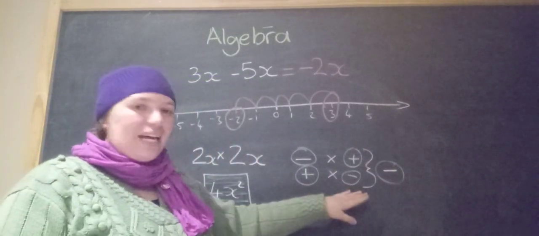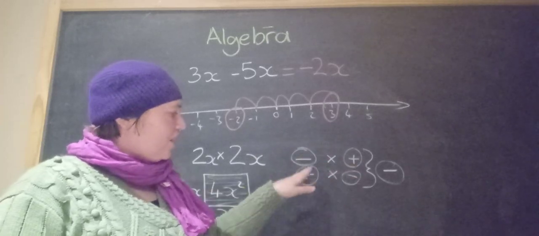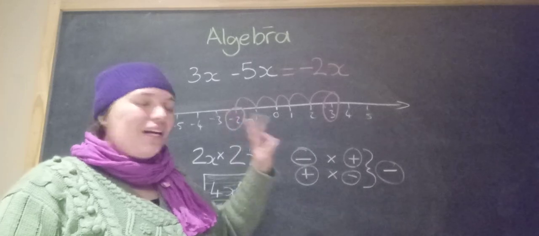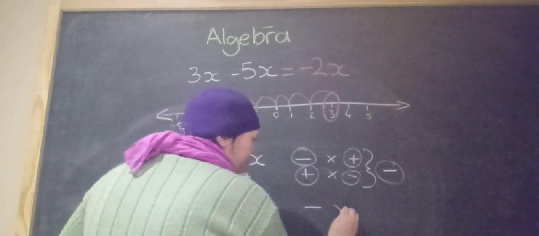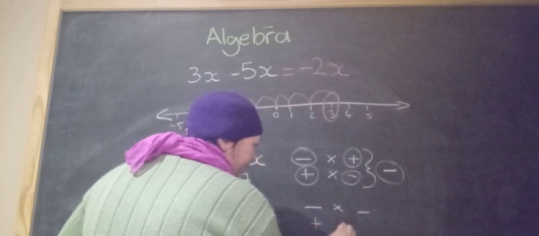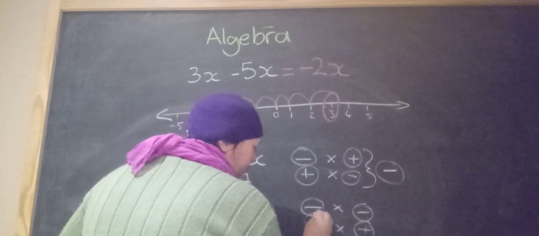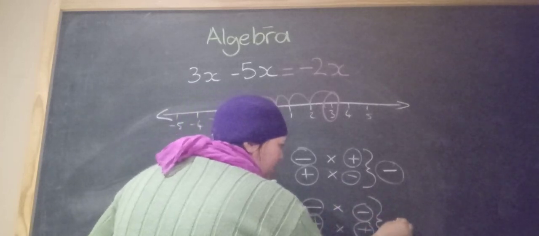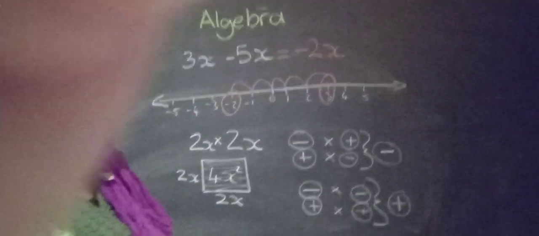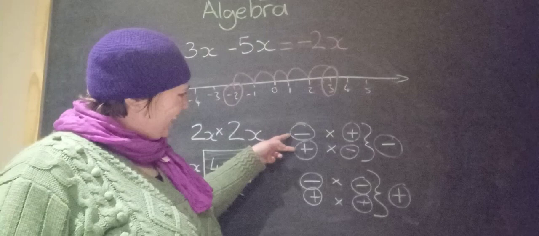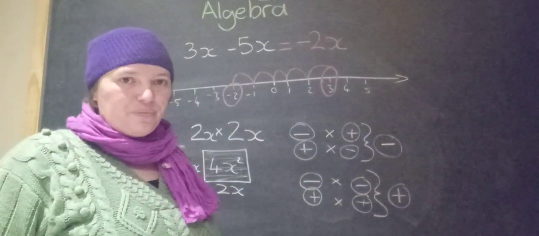So with these negatives, we need 2 different things. So if the signs are different, then it's negative. If they are the same, then that's positive. So here we've got different things, negative. Here we've got same things, positive.